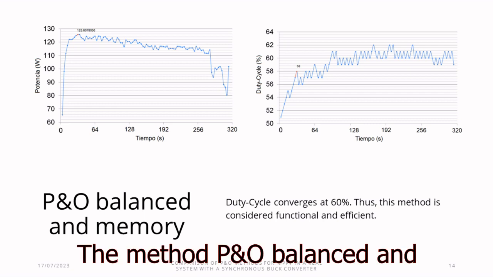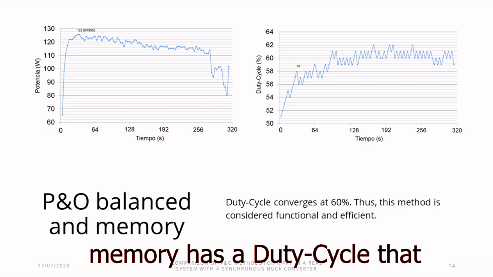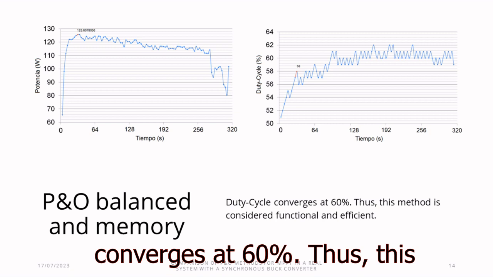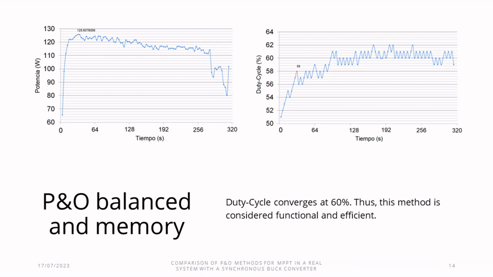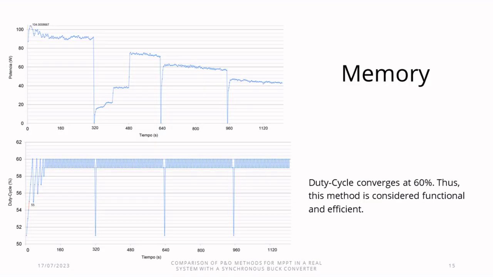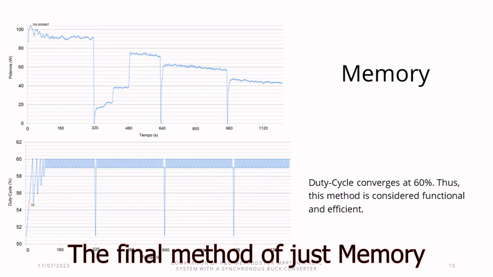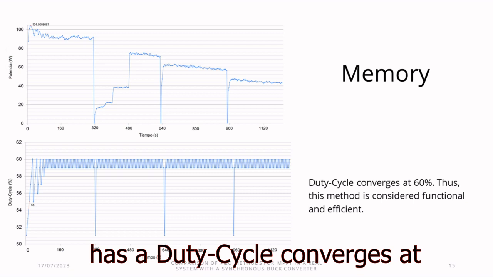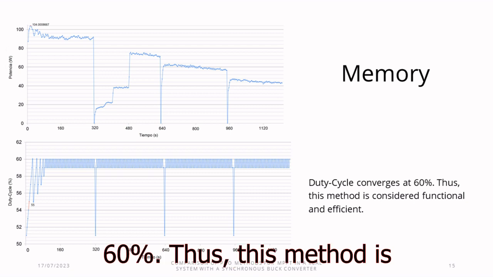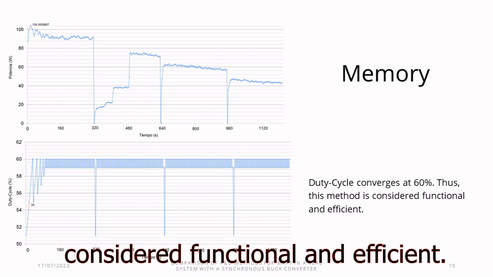The method P&O balance and memory has a duty cycle that converges at 60%. Thus, this method is considered functional and efficient. The final method, just memory, has a duty cycle that converges at 60%. Thus, this method is also considered functional and efficient.